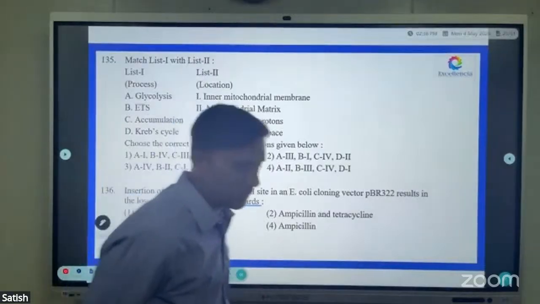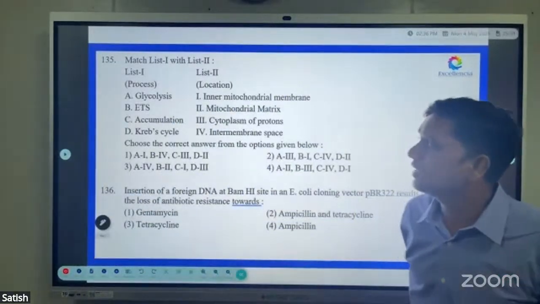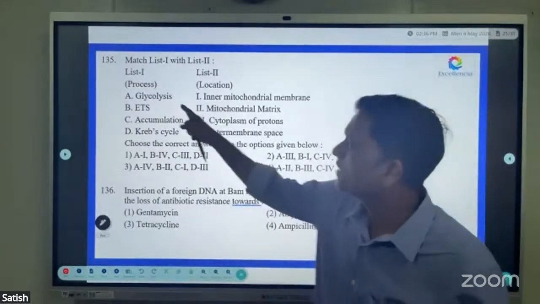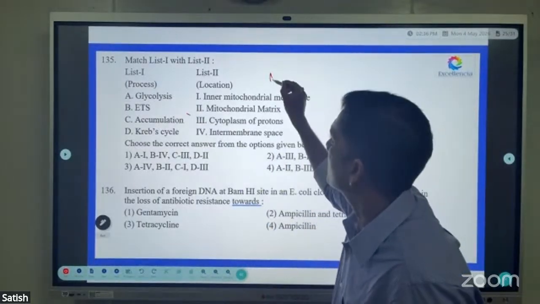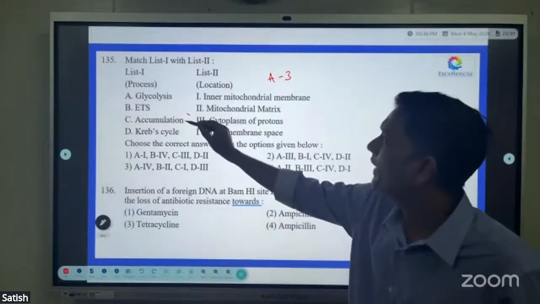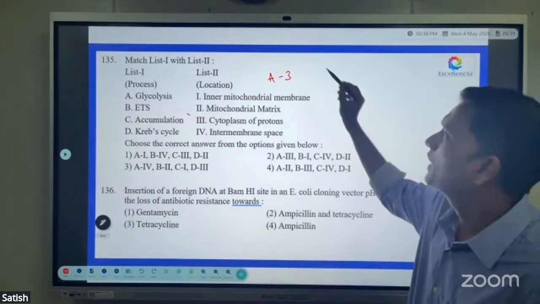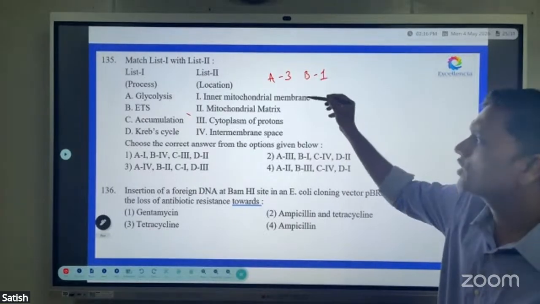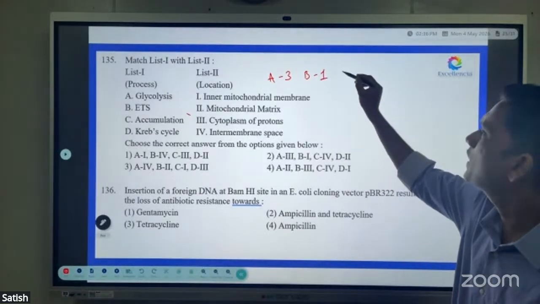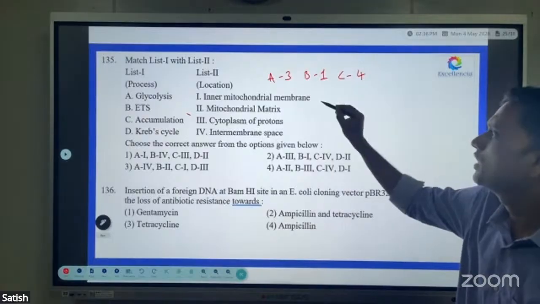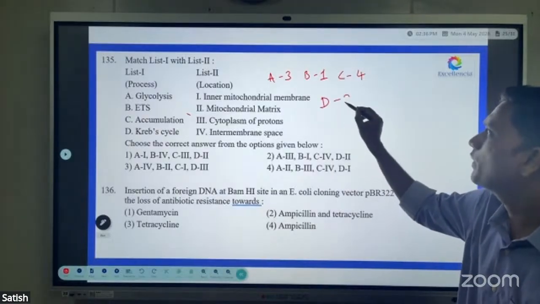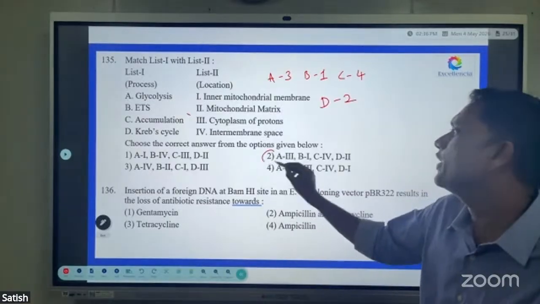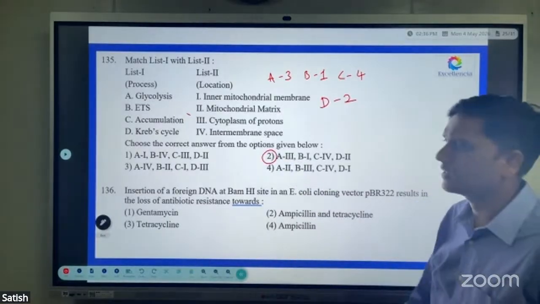Next one, match the following. This match the following is mainly related to the sites where the metabolic processes will occur. Glycolysis takes place in cytoplasm, cytosol, A3. ETS, inner mitochondrial membrane, B1. Accumulation of protons, intermembrane space, C4. Krebs cycle, mitochondrial matrix, D2. A3, B1, C4, D2, second option is the right answer.